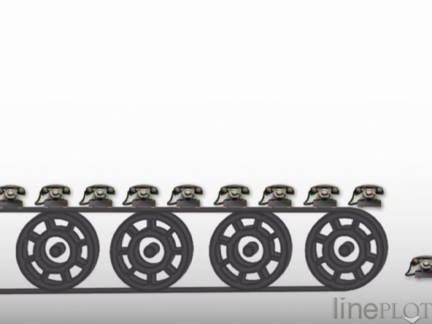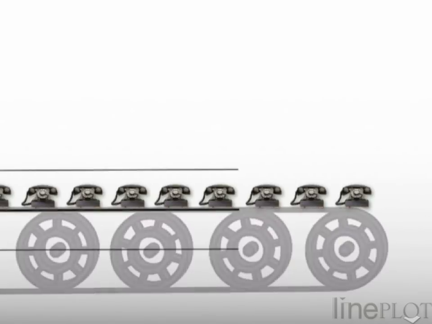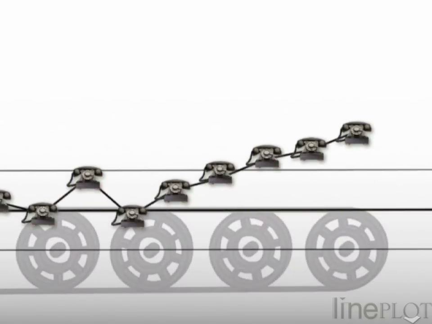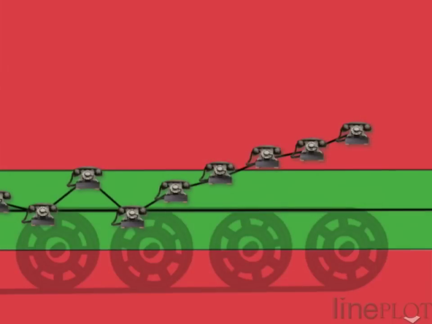In this example, we measure the telephones as they come off of the assembly line. We plot a time series of their measurements against the standard. Phones that are inside of the green band are within tolerance and accepted. Phones that are above or below the band are out of tolerance and rejected.